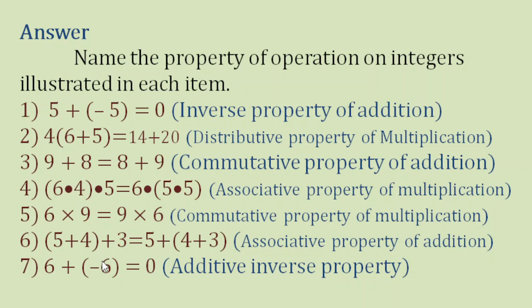Number 1, inverse property of addition. Number 2, distributive property of multiplication. Number 3, commutative property of addition. Number 4, associative property of multiplication. Number 5, commutative property of multiplication. Number 6, associative property of addition. And number 7, additive inverse property or inverse property of addition.